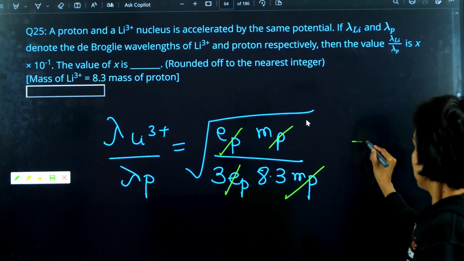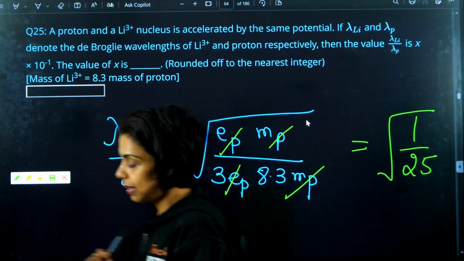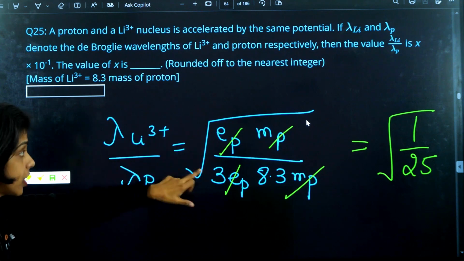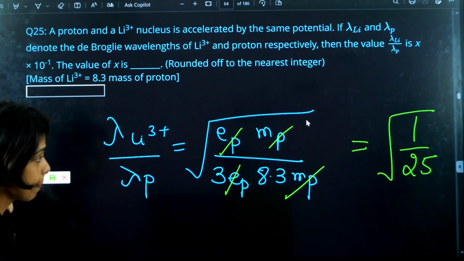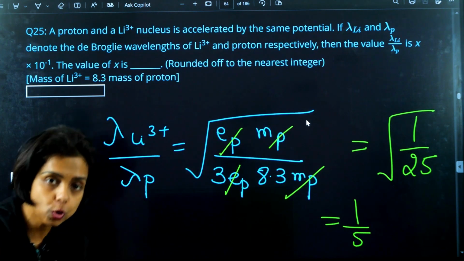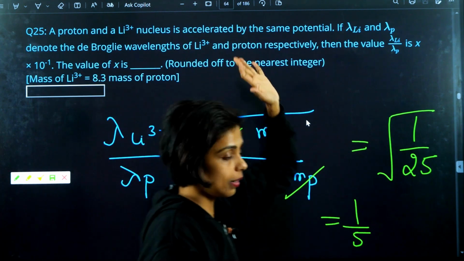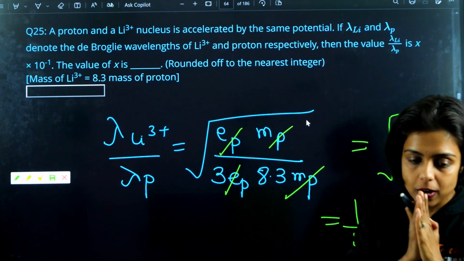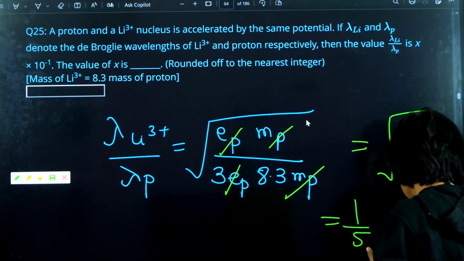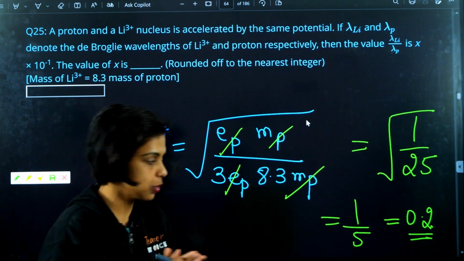This will come out to be 1 by under root of 25 approximately. Yes, they are asking us the value of x, and this ratio is x into 10 raised to power minus 1, right? So it will come out to be 1 by 5. We have to quote our answer in terms of x into 10 raised to power minus 1, and I hope you got your answer 1 by 5. So I will get it as 0.2, that is 2 into 10 raised to power minus 1.